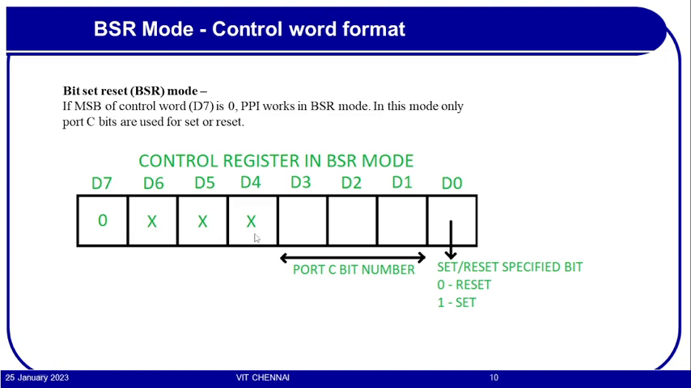The next 3 bits are not used. Then the next 3 bits are for the bit selection of port C. So if this is 0 0 0, PC0 is selected. If this is 0 0 1, PC1 is selected, and so on. And this last bit specifies whether you are going to reset that bit or set that bit. If it is 0, you are going to reset. If it is 1, you are going to set this bit. So this is the control word for BSR. This is only to set or reset any particular bit of port C.